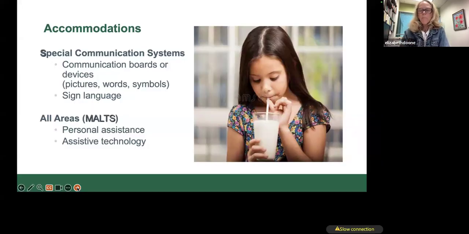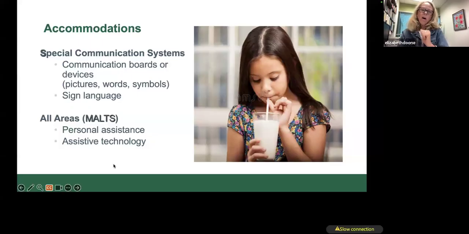The S stands for our special communication systems. We use communication boards or some devices that students who are nonverbal can respond with pretty easily. And those might include picture exchange systems, just some quick one-word response tools that they can use. Some of our students might use sign language. Others might need to use Braille. So we need to have a system where we can support our students.